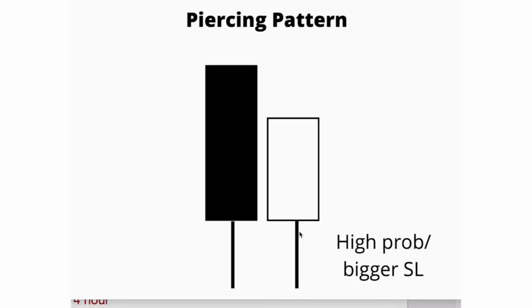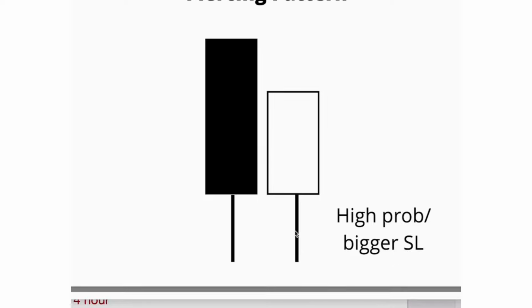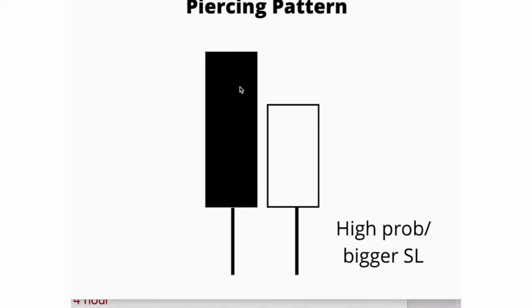And this wick here on the next candle could actually be even lower than the preceding candle. That doesn't make any difference. What we're looking at is the bodies of the candles in these patterns, and this candle body has closed more than halfway up through the preceding bearish candle. And very similar to the dark cloud cover, we have a high probability of success on this trade.